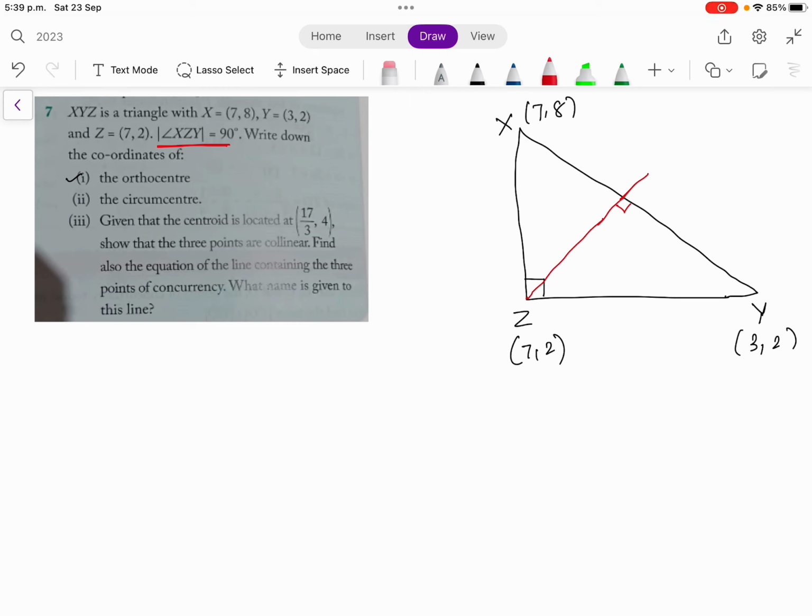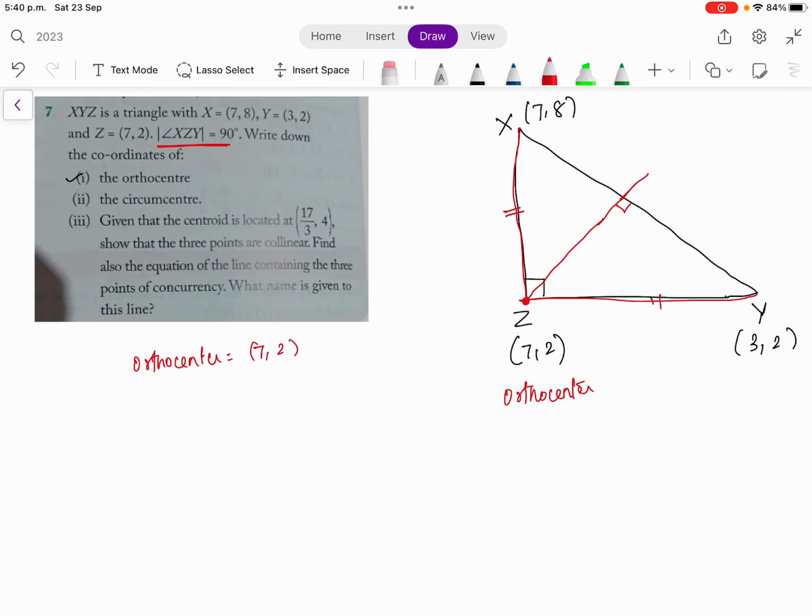Now in the case of a right angle triangle, this red line I have drawn is the line from the vertex Z. But from the vertex X, that also comes, and from Y we are drawing this line. So this point which I have darkened is the orthocenter for this right angle triangle. Once you draw it and realize this is a right angle triangle, and the other two sides are already perpendicular, then we realize this is the orthocenter. So in this case, the orthocenter is (7, 2).